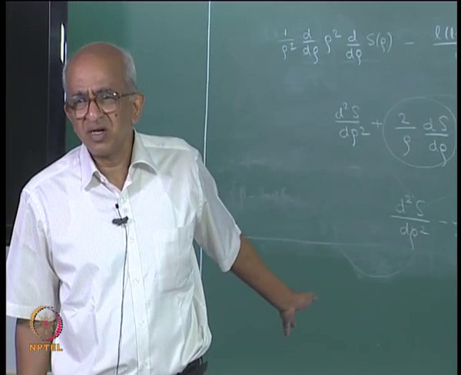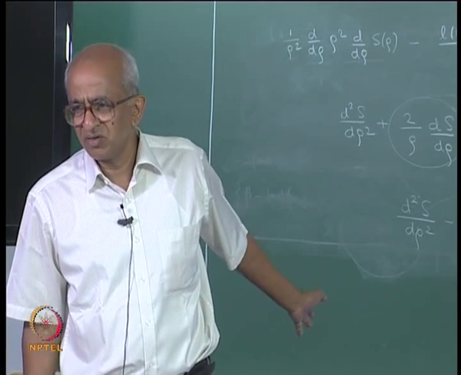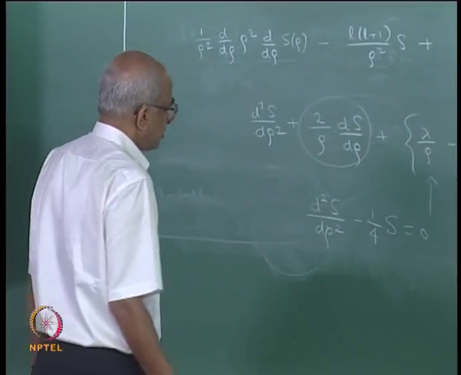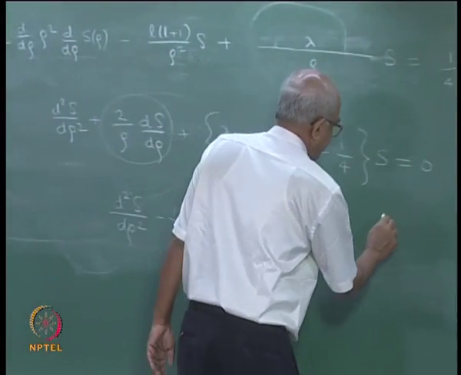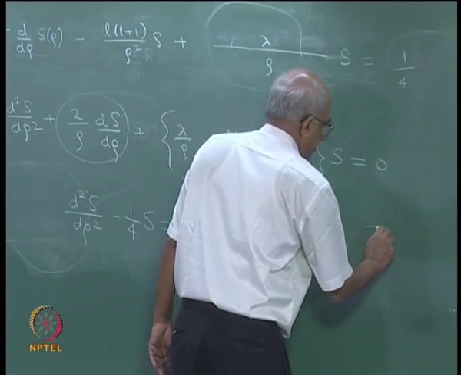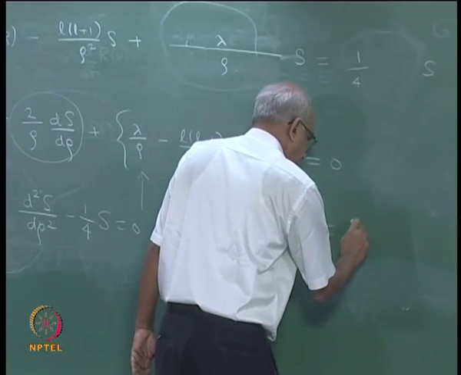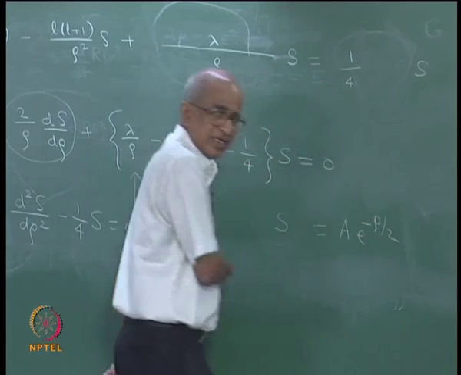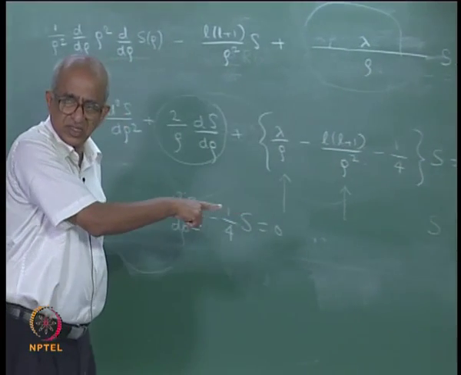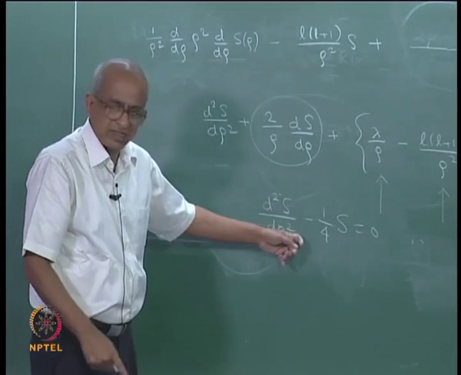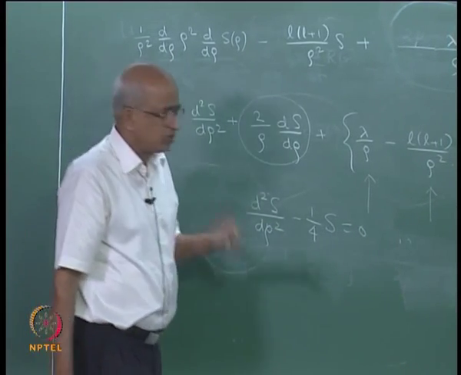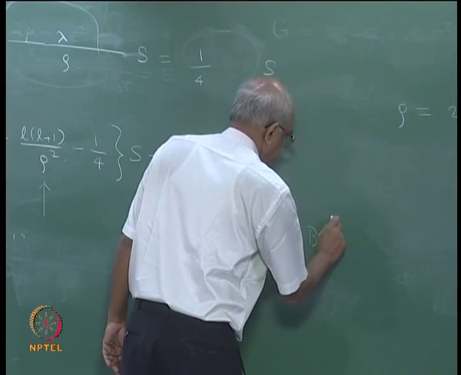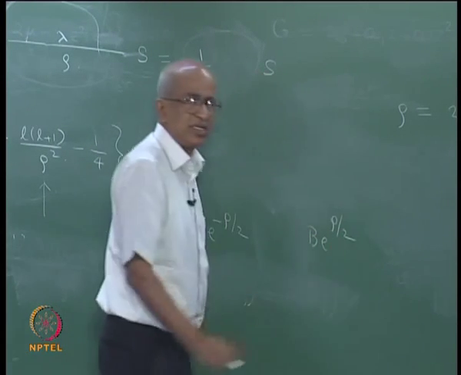And so, this is a simple differential equation, d square s by d rho square is equal to 1 by 4 s. What is the solution of that equation? The solution will be any constant a into perhaps e to the power of minus rho by 2, as you can easily see, because if you take the second derivative of that function, you will see that it satisfies this equation. Not only that, also any constant b into e to the power of plus rho by 2 will satisfy the equation.